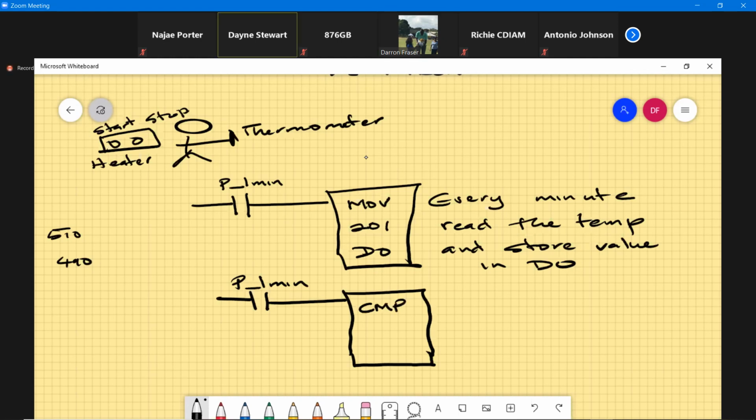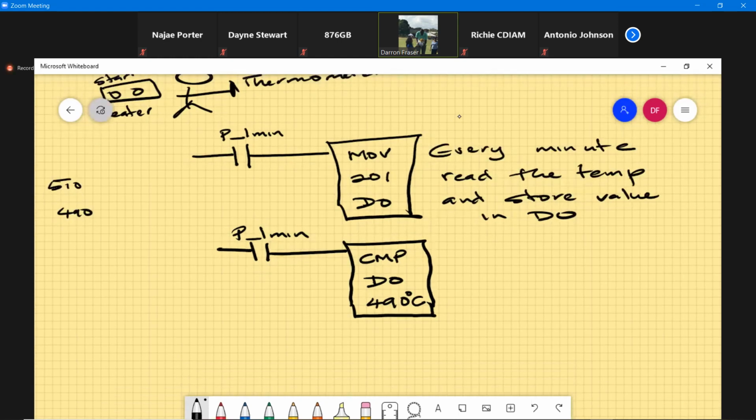All right. So we're going to compare whatever is in my data memory. So the value in the data memory, for the time being, I'm going to write 490 degrees. So I'm going to compare it with 490. We're going to talk about this 490 in a little bit. And, as we talked last week about the switches, we are going to say that if it is less than or equal to 490, you want to turn on the heater.